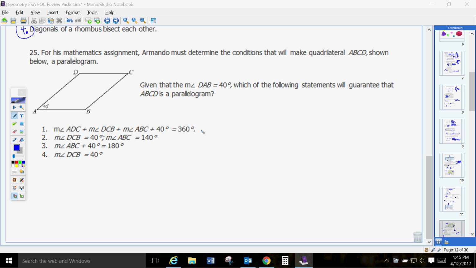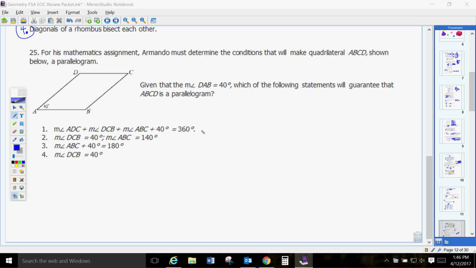Up where we left off on number 25. For his mathematics assignment, Armando must determine the conditions that will make quadrilateral ABCD shown below a parallelogram. Given that the measure of angle DAB is 40 degrees, which of the following statements will guarantee that ABCD is a parallelogram? A few things you need to know in order to prove a quadrilateral is a parallelogram.